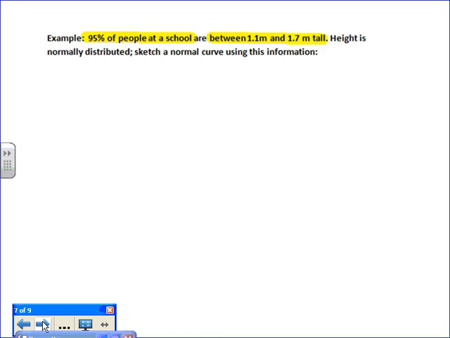So let's go ahead and write that down. Okay, so in a normal distribution, 95% of the data is within 2 standard deviations from the mean mu.